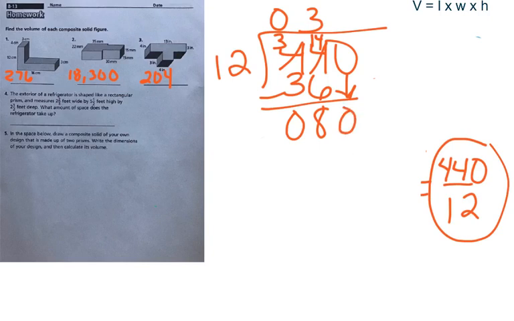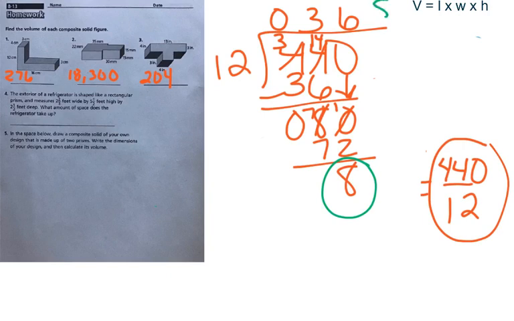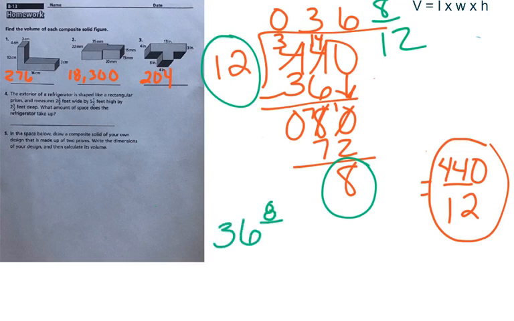Bring down my 0. 12 can go into 80 6 times, which is equal to 72. This becomes a 10, I have to borrow. That becomes a 7, and I'm left with 8. So my answer, I'm then going to take my remainder and write it over the top of my divisor. So my answer is 36 and 8 twelfths.